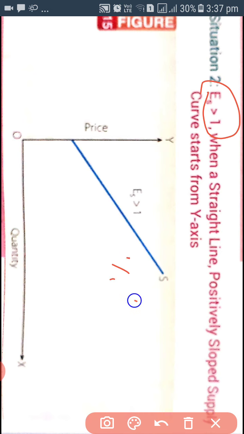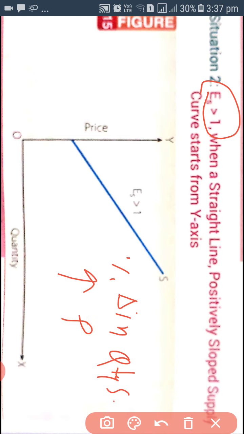Under it, percentage change in quantity supplied is more than percentage change in price.